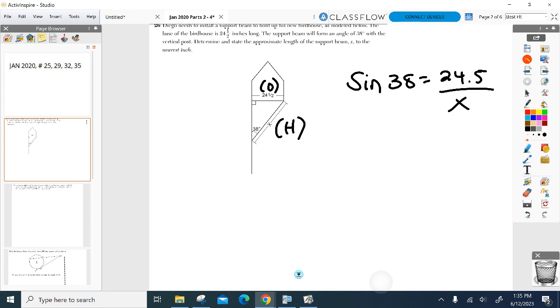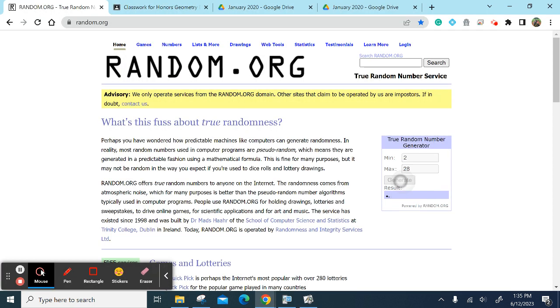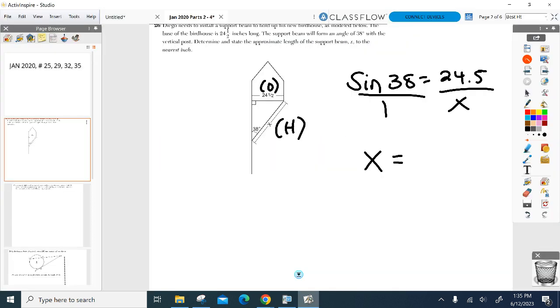Are we finding a side or an angle here? Side. So we can cross multiply. The only time I hit my inverse button is if it's an angle. So I cross multiply, and read the directions carefully. It says to the nearest inch. And what am I looking for here? 24? 40 inches.